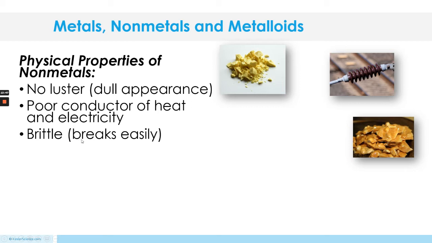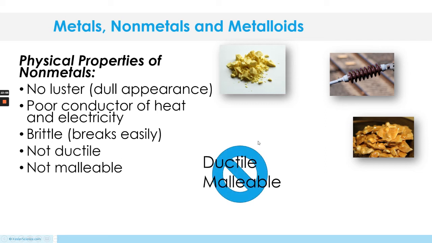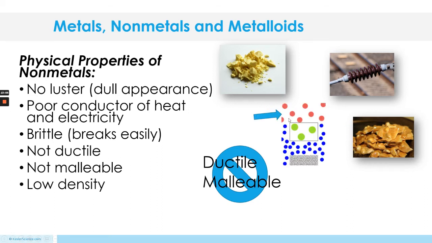So this is the opposite of malleable. Malleable, you hit it with a hammer, it squishes. Here, if you hit it with a hammer, it's going to break. They are not ductile, so they can't be pulled into wires. They're not malleable, so if you hit it with a hammer, it's not going to squish, it's going to break. They're low density, so mostly they're pretty light.